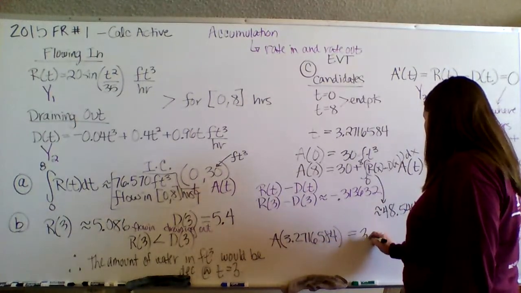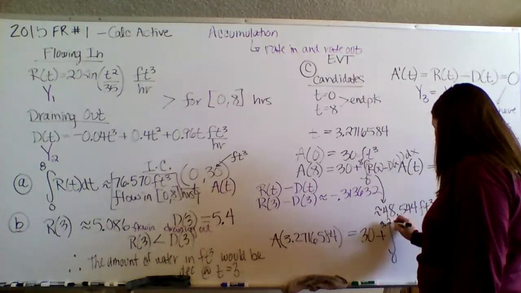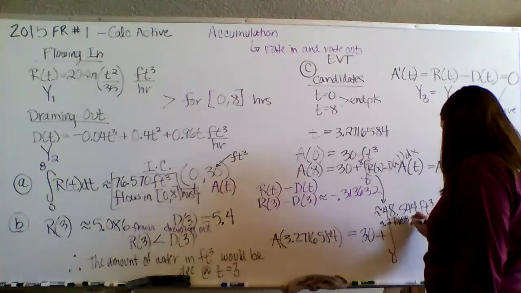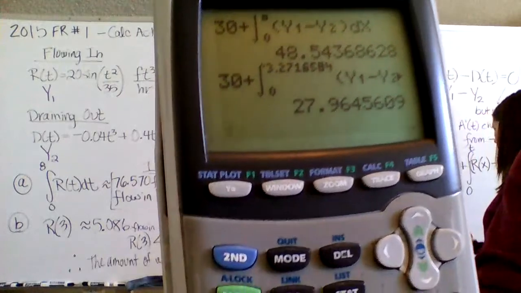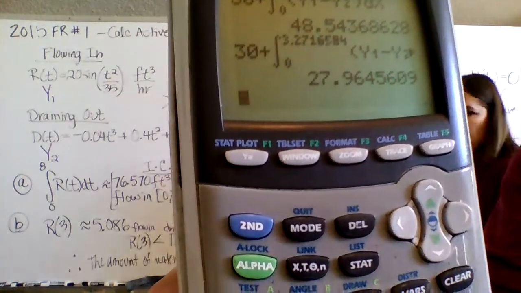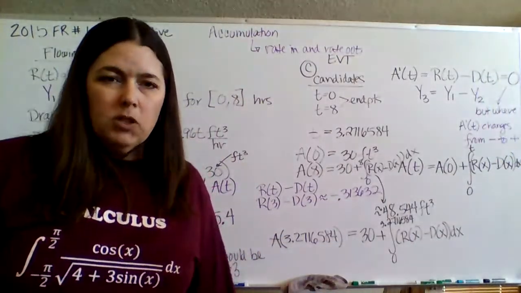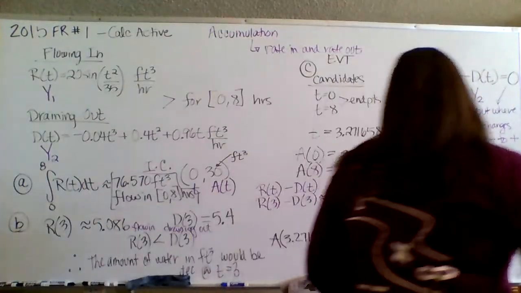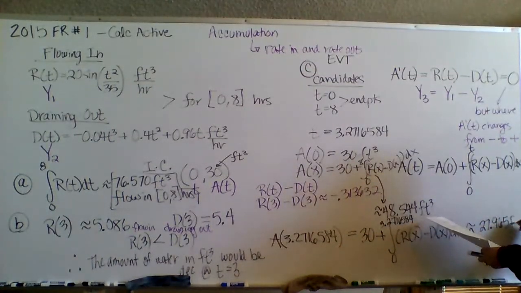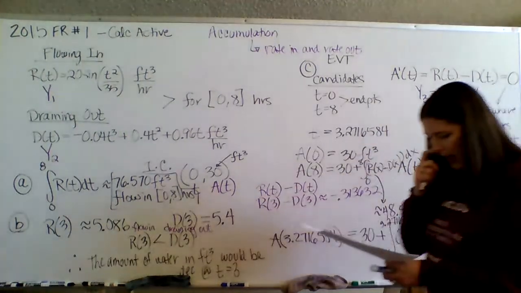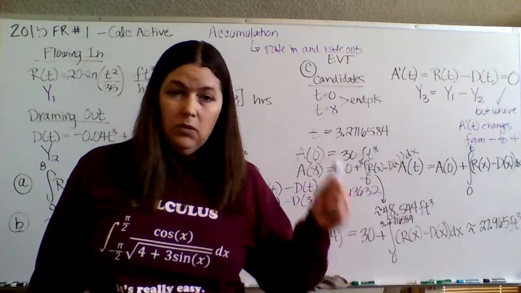So that amount would equal our initial amount, 30, plus the accumulation that we get from 0 to that time frame, 3.2716584, of the rate coming in, r of x, minus d of x, for the water draining out. Because if we accumulate that cubic feet per time in a certain time frame, we would just get cubic feet, and we end up getting approximately, for this one, 27.965 cubic feet. Does that seem right, Mr. Hernie? Yep. Okay.